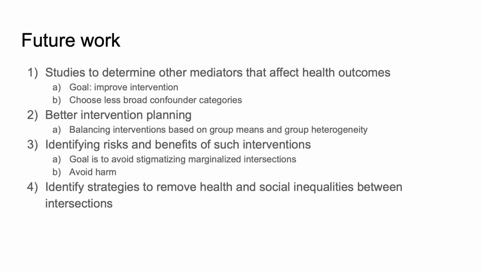So after we discussed the methods, their limitations, and the study that authors used to test the methods, we identified a few potential future directions for the paper. First, there is definitely a need for more studies to identify other mediators that affect health outcomes, and maybe choose less broad confounders. Then there is better intervention planning and identifying risks and benefits of such interventions. And we want to avoid stigmatizing marginalized intersections as a result of these interventions, and we must try to avoid harm. And lastly, identifying strategies to remove health and social inequalities between intersections.